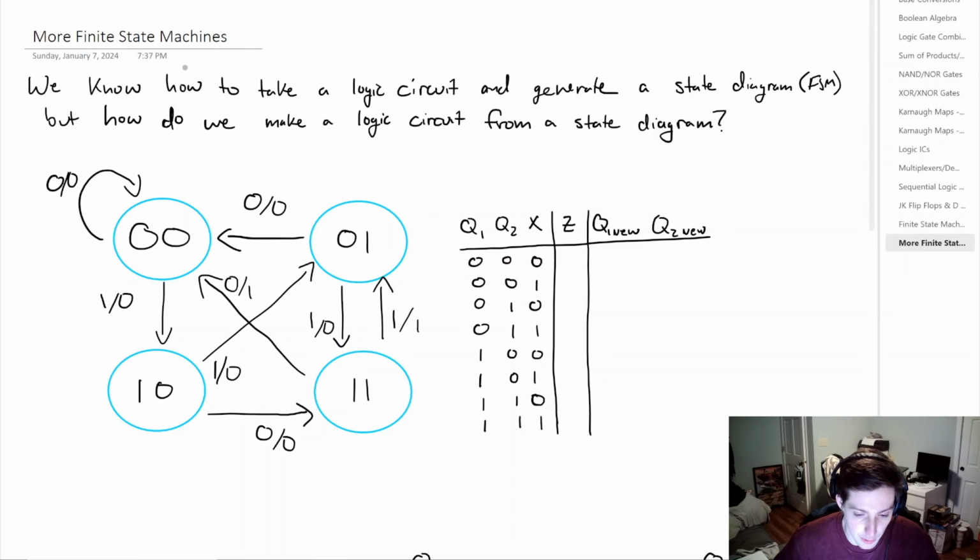In the last video, we looked at how we can take a logic circuit and generate a state diagram, and then implement a finite state machine as a representation. But now we want to look at how we can make a logic circuit from a state diagram.